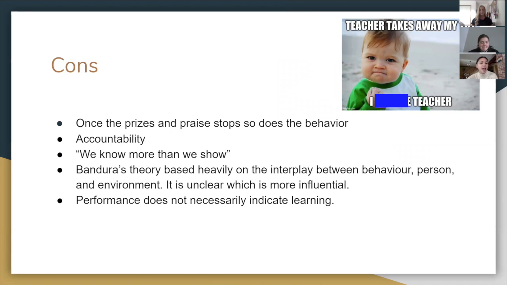And then again, going back to the idea that we know more than we show, performance doesn't always indicate learning. For example, a student may learn how to write the alphabet, but their fine motor skills are limited. That's showing that they have learned, but the performance is affected because of other limitations.